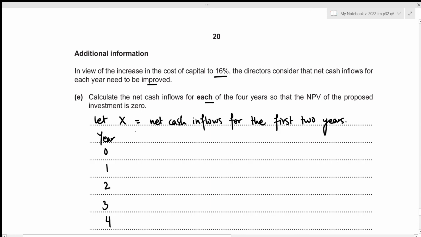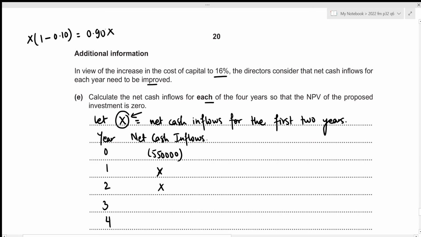And then we write down our net cash inflows. So the net cash inflows for the first 2 years is going to be X. And our initial inflow does not change, so that is just going to be 550,000. And we know that for the third year, we now need to decrease this amount of X by 10%. So that is just going to be X, 1 minus 10%, which you can write down as 0.10. So this results in 0.90X, right? So that will be the net cash inflow for third year.